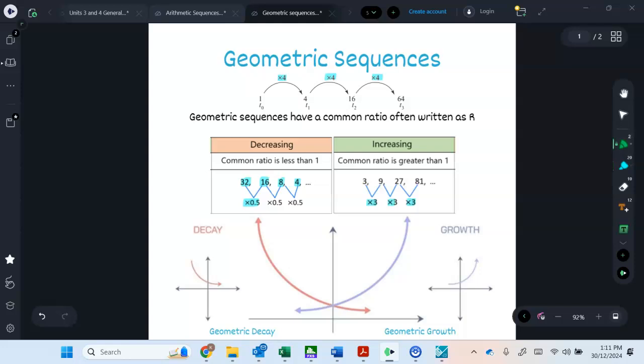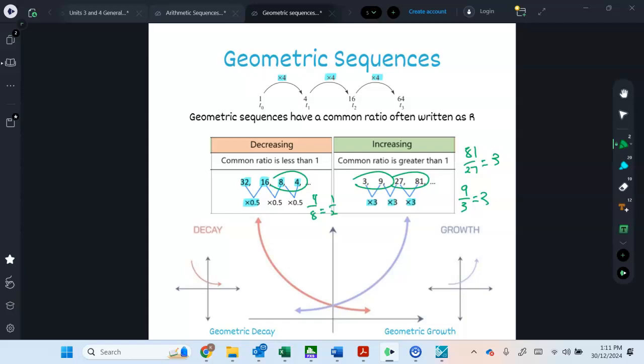Oh, and one thing I didn't do in the previous video: to work out what your common ratio is, you just choose 2 consecutive numbers, and then it's just the second number divided by the first number. So for this one, it's 3. You can choose any 2 consecutive. 81 over 27 equals 3. Or we could do 4 over 8 equals a half, which is the same as 0.5. So that's how you work out the common ratio. Probably we'll do that when we look at some videos.